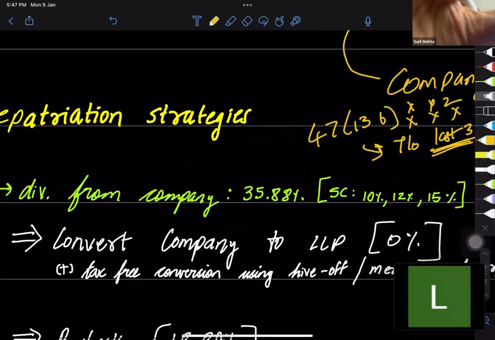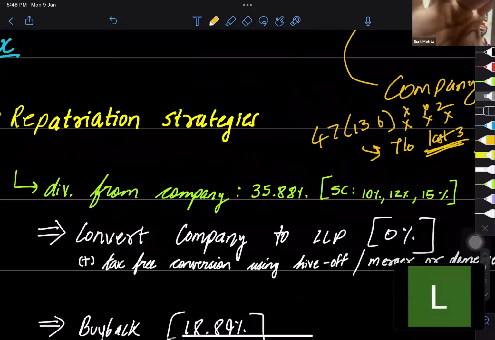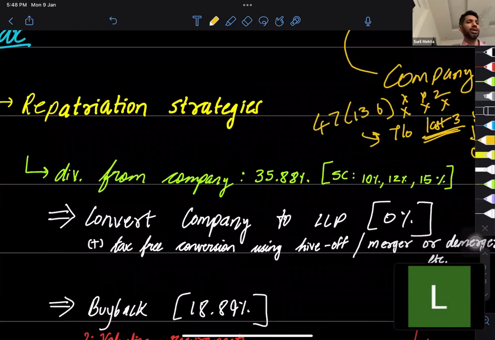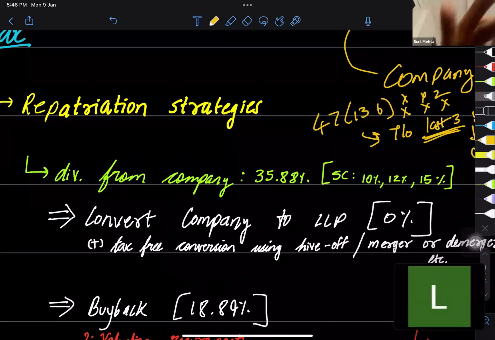The strategy is to simply use a buyback instead of dividend. Buyback is taxed under 115QA. The tax rate is 20% plus surcharge and cess, which comes out to around 23%. But the way the computation works is that it's 23% on the distributed income. I'm going a bit fast. Let me know if you want me to elaborate on anything. Okay? The way 115QA works is that it's 23% on the distributed income.